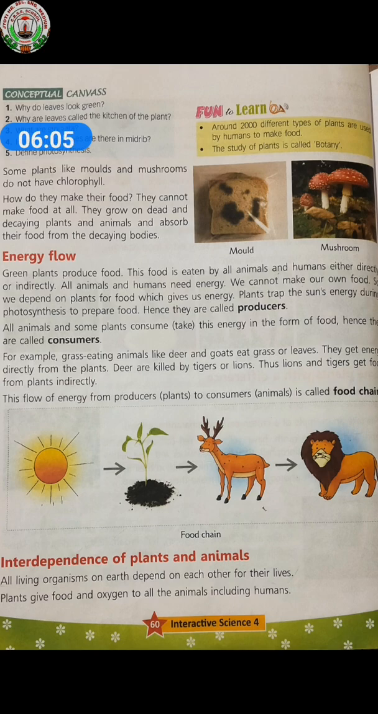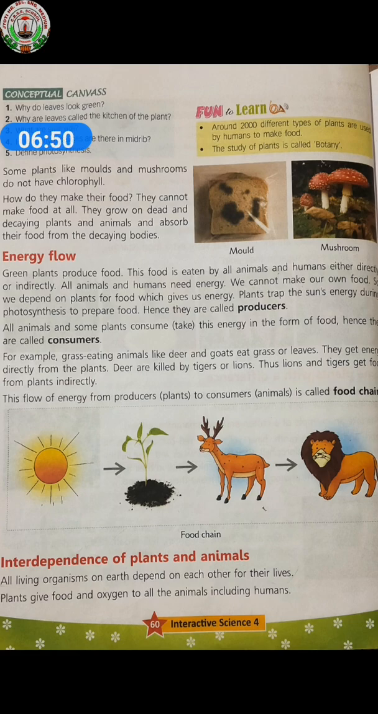Now see the book, children. All animals and some plants take this energy in the form of food. Hence they are called consumers. For example, grass eating animals like deer and goats eat grass or leaves. They get energy directly from the plants. Deer are killed by tigers or lions. Thus, lions and tigers get food from plants indirectly. The flow of energy from producer plants to consumer animals is called a food chain.